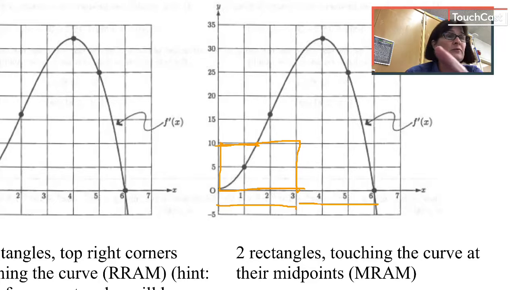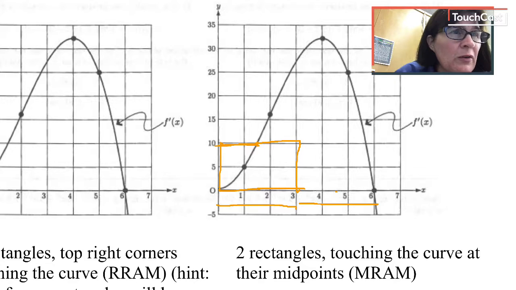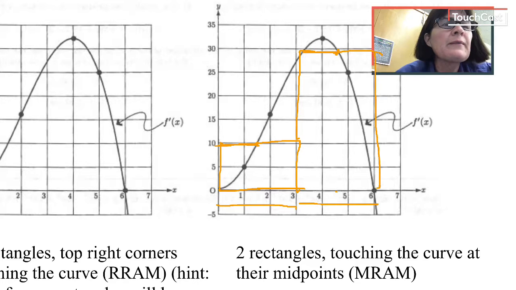My next rectangle covers from 3 to 6. Halfway between 3 and 6 is 4.5. I'm going to go to 4.5. I'm going to go all the way up to the top. That looks about right. I'm going to use that as my height and have my rectangle cover from 3 to 6.